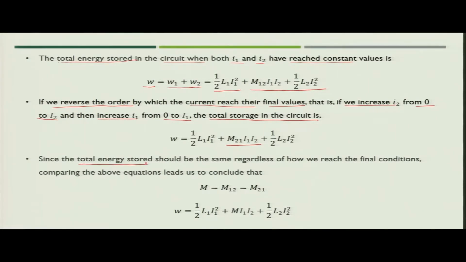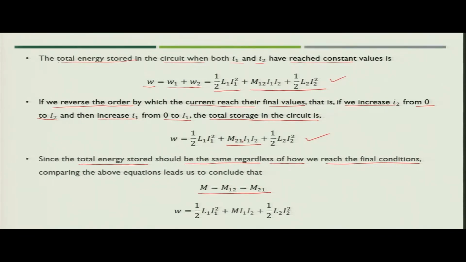Now, since the total energy stored should be the same regardless of how we reach the final conditions, if you compare these two equations, you can simply say that M12 is equal to M21. So, the mutual inductance, whether the current I2 is increasing first or the current I1 is increasing first, will remain the same. You can simply say M is equal to M12, which is equal to M21.